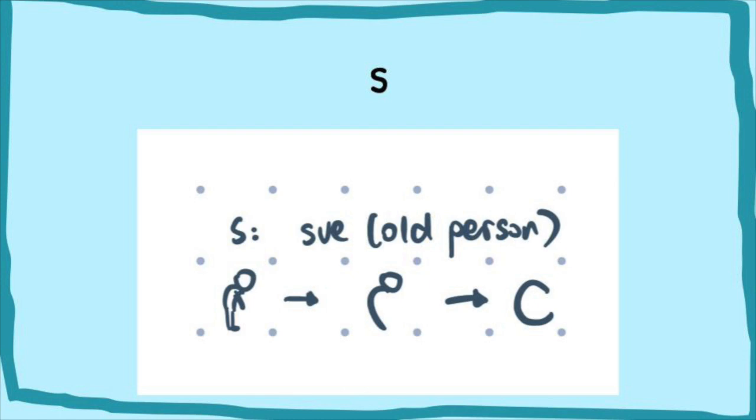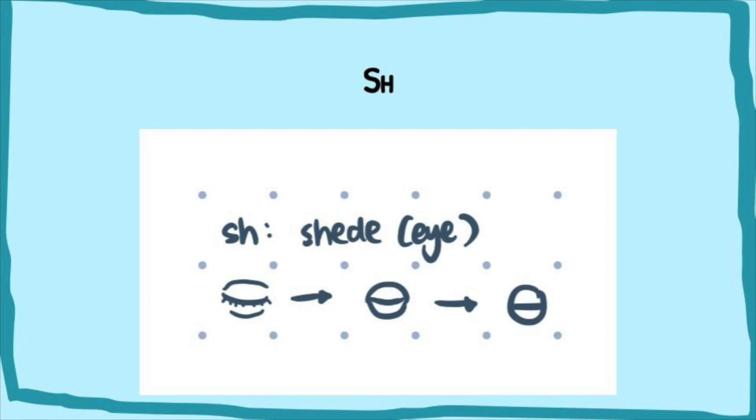Sa. This letter comes from the word swa, meaning elderly. It evolved from the drawing of an old man with a hunched back. The letter is written in one stroke from top to bottom. Its name is sas.